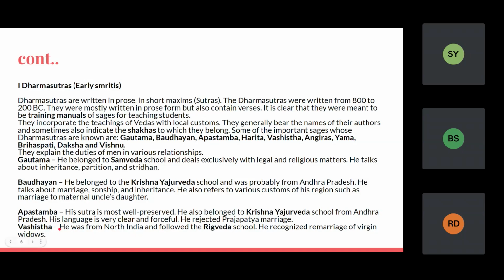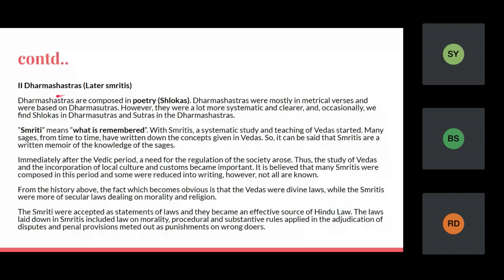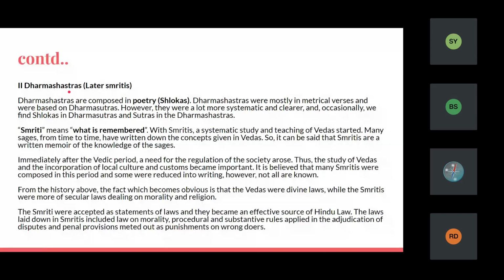Now, another sage, Vasishtha, was from North India. He mainly propagated Rigveda. He belonged to the Rigveda school. He recognized remarriage of virgin widows. In this manner, each and every sage came up with Dharma Sutras, and they followed some customs that were put in Dharma Shastras. Now, in the same manner, we come to the later Smritis, which are Dharma Shastras. Dharma Shastras were in poetic form. These are the shlokas, the verses.